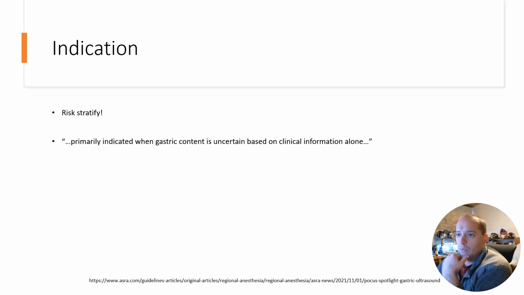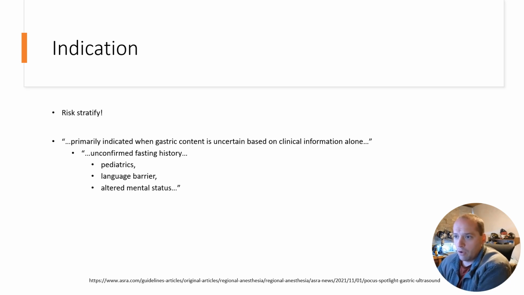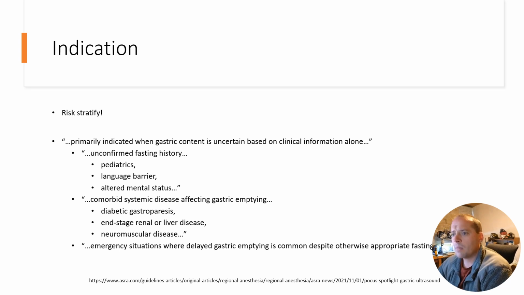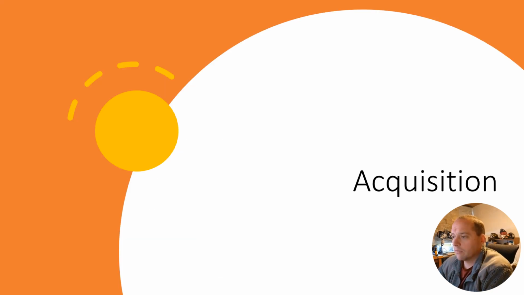So the indications, to risk stratify, right? When gastric content is uncertain based on clinical information alone: unconfirmed fasting history, pediatric patients, a language barrier or altered mental status, or patients with severe comorbid systemic diseases affecting gastric emptying, so diabetic gastroparesis, end-stage renal or liver disease, neuromuscular disease such as Parkinson's. And then, of course, emergency situations where delayed gastric emptying is common, despite otherwise appropriate fasting adherence.